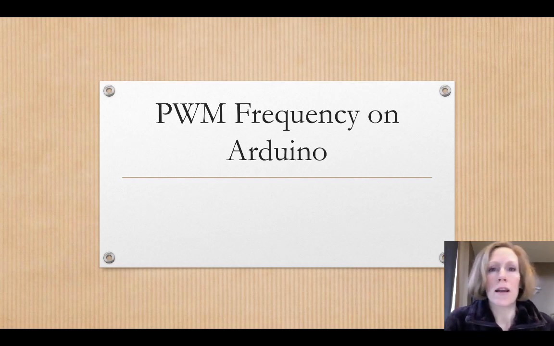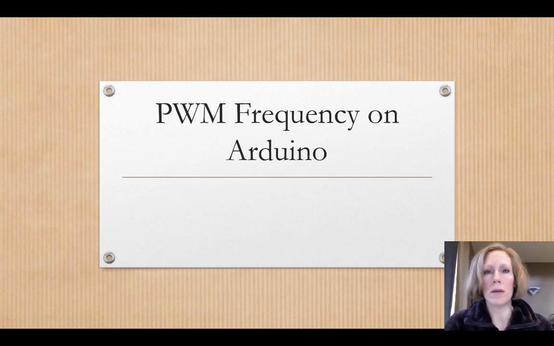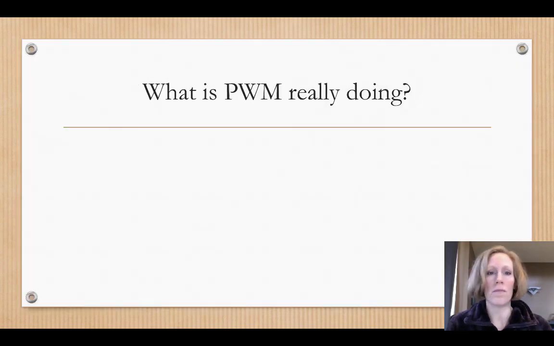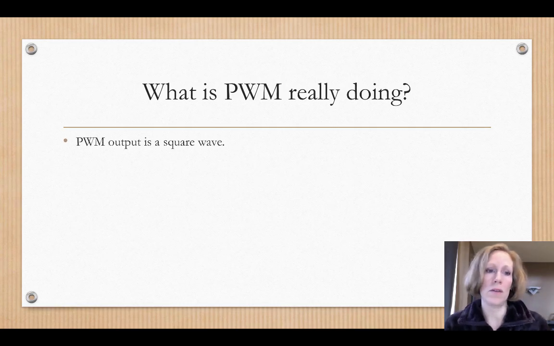So let's talk again a little bit about what PWM, pulse width modulation, frequency on the Arduino is doing, and that'll help us understand why we get this flickering on our LEDs when we're trying to switch back and forth between two LEDs and have colors that are something other than just red, green, and blue. So what's PWM really doing? Let's take a little more in-depth look at what's going on.